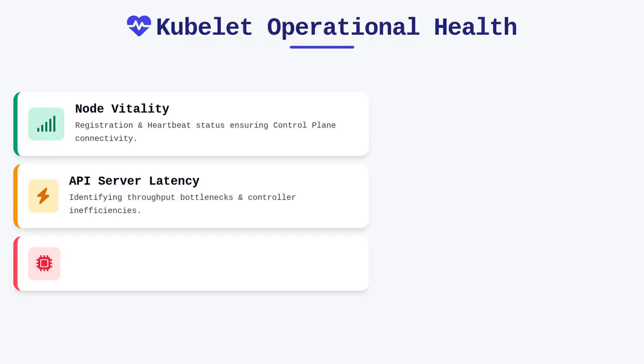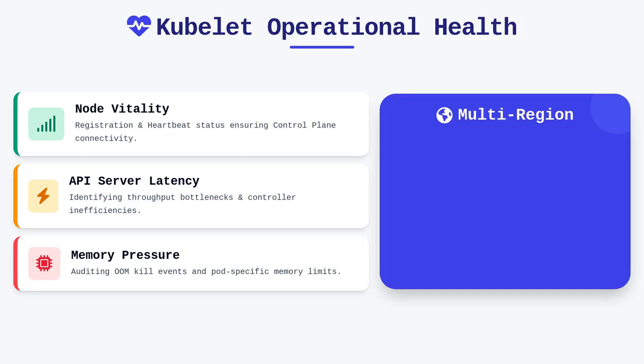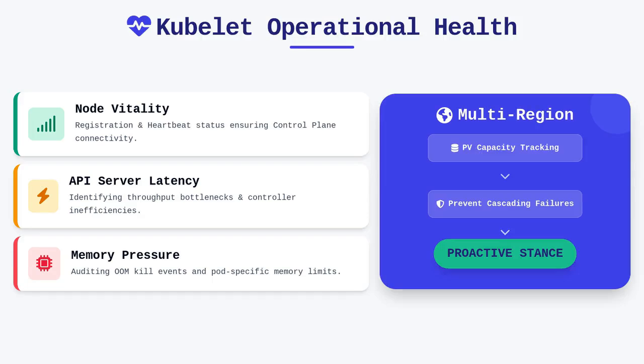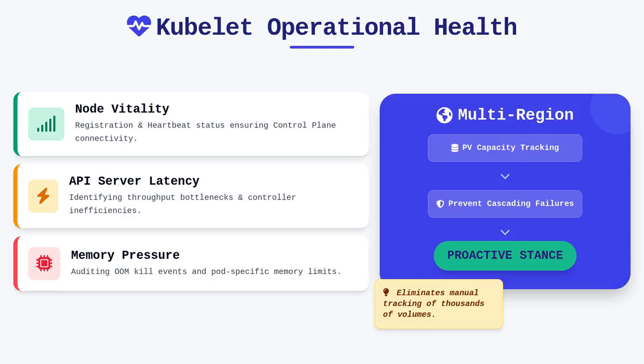Furthermore, these dashboards excel at auditing container memory pressures, providing clear visibility into which specific pods are nearing their memory limits or hitting out-of-memory kill events. When dealing with persistent volume capacity limits, the built-in views highlight disk saturation before it leads to cascading application failures. This proactive stance is essential when managing multi-region environments where manual tracking of thousands of persistent volumes would be practically impossible.